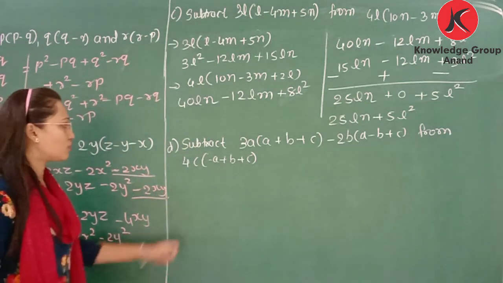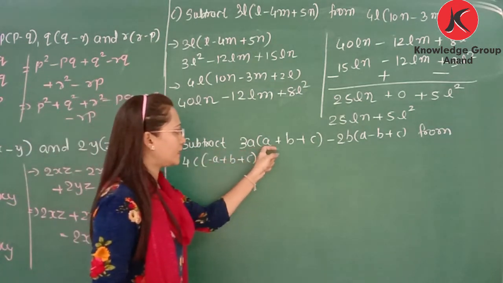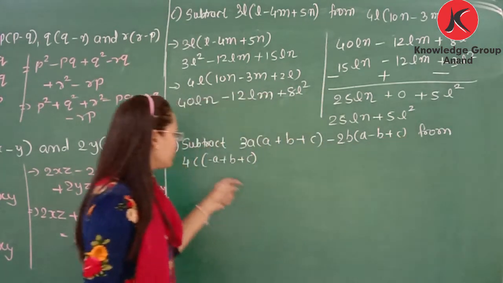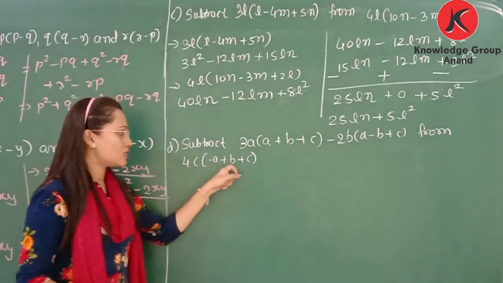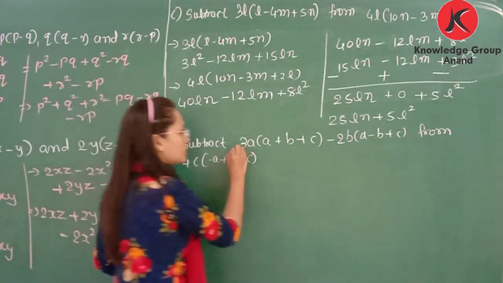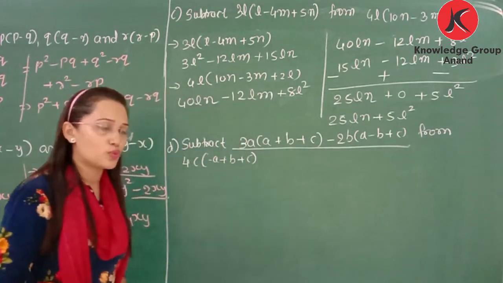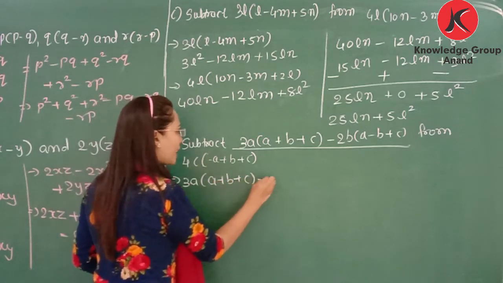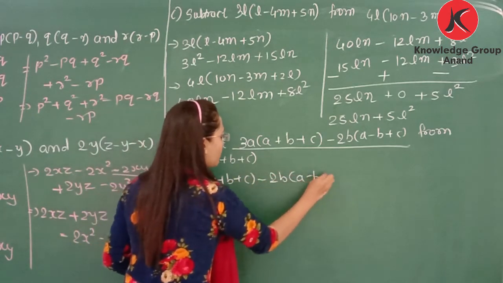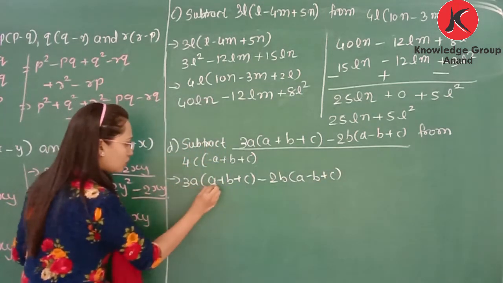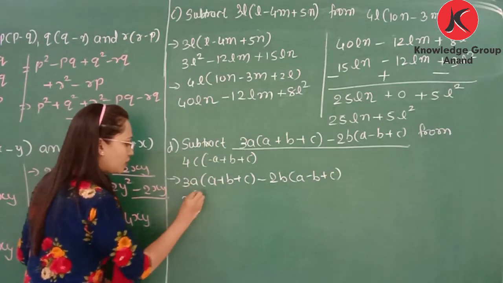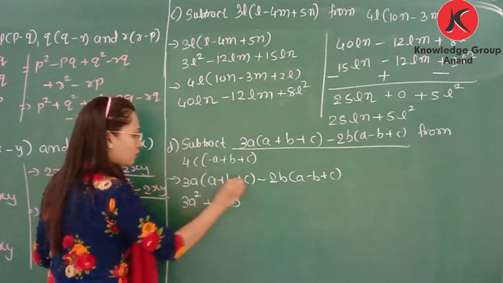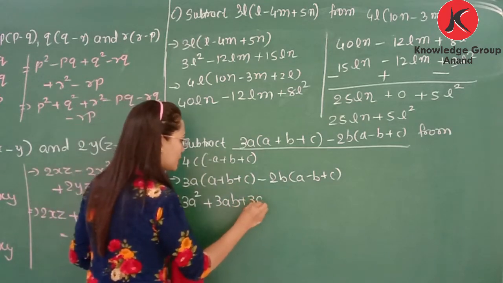Clear? Now next, subtract 3a into bracket (a plus b plus c) minus 2b into bracket (a minus b plus c) from 4c into bracket (minus a plus b plus c). So first of all, this is a whole expression. We need to simplify this one. So let's simplify. 3a multiplied with a becomes 3a square, 3a multiplied with b becomes 3ab, and 3a multiplied with c becomes 3ac.